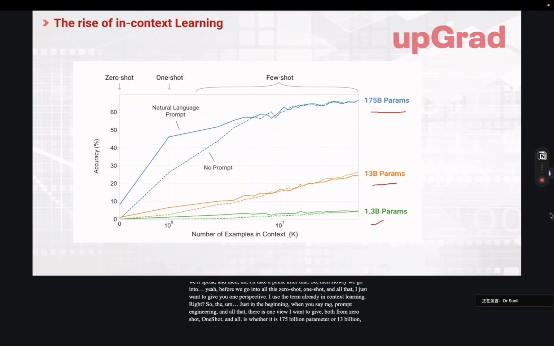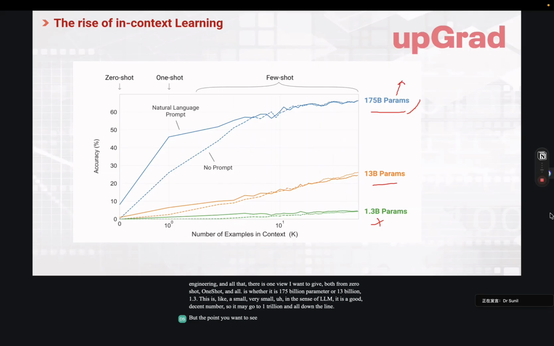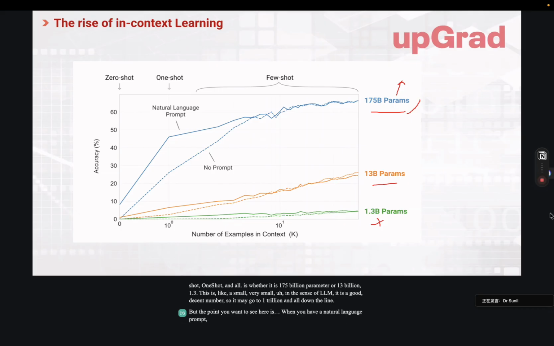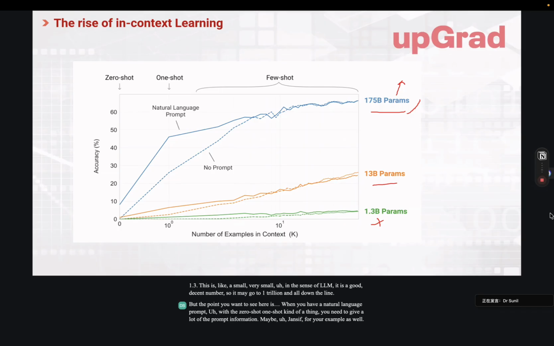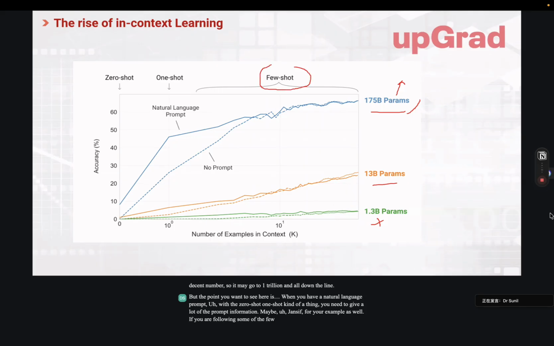1.3. This is very small in the sense of an LLM. It is a good, decent number. It may go to 1 trillion and beyond down the line. But the point you want to see here is that when you have a natural language prompt, with zero shot, one shot, you need to give a lot of prompt information. Maybe Jansi, for your example as well, if you are following some few shot examples, can you see that without much prompt detail, you are able to get better performance as well, right?